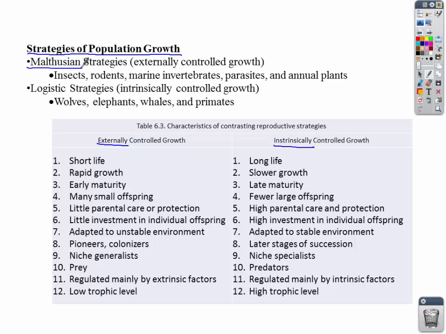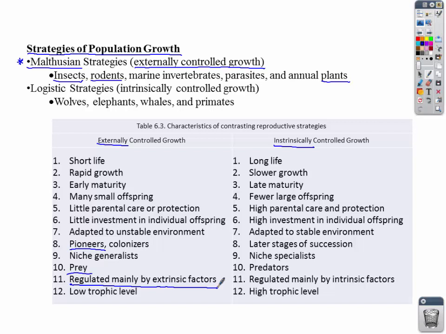So if you're a Malthusian, you believe that species have externally controlled growth. These are species like insects, rodents, a lot of plants. What that means is they're regulated by extrinsic factors: abiotic factors, predation, the limiting factors that we're talking about here. Their growth is externally controlled.